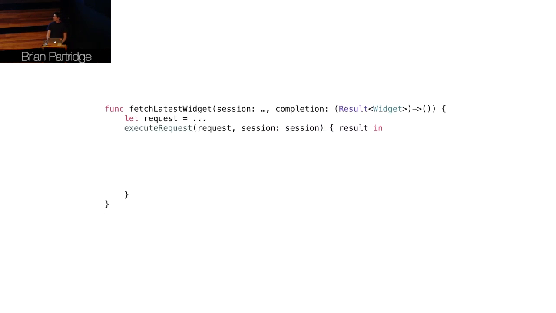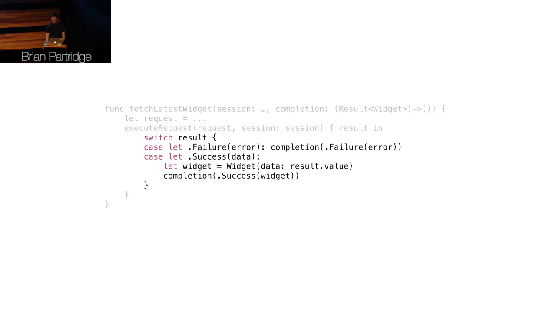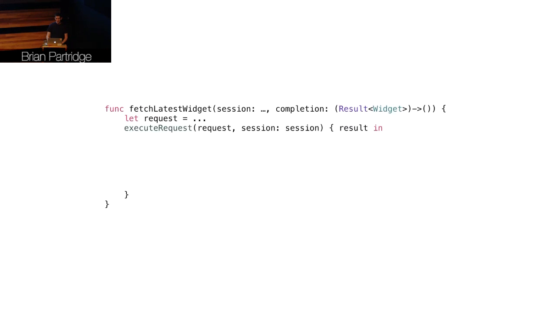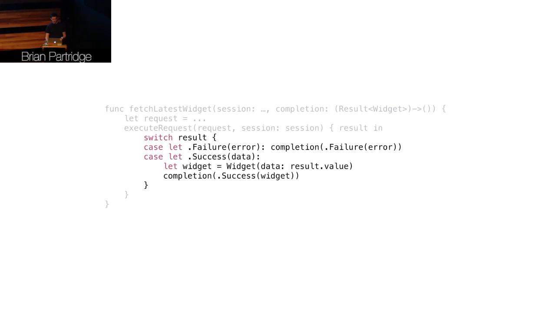So now we can have a method like this, fetch latest widget, that calls through to our execute request function that's already taken care of most of the error handling from the network. And we can handle the result like this. It's just a switch statement, and we go through the two cases. If there's a failure, we call our completion block with a failure, because our completion block, going back, here is a result with a widget as opposed to a result with an NSData. And then if the HTTP request came back with a result containing data, then we just create a new widget with that data and call our completion block with another result that's successful with the widget.